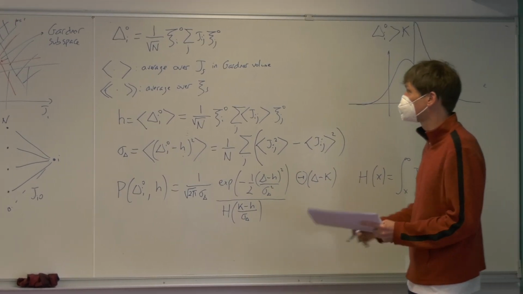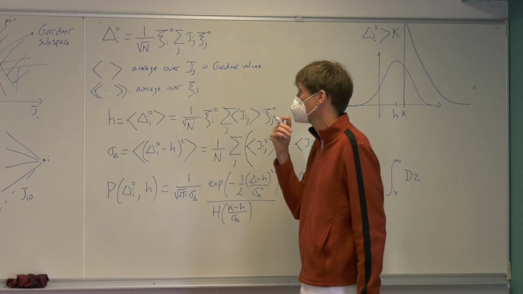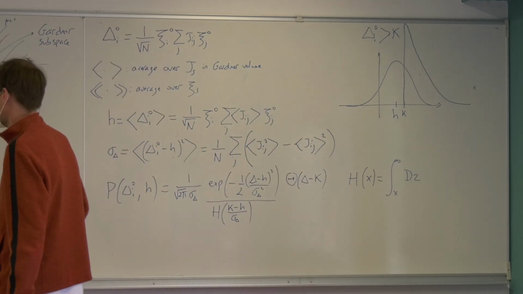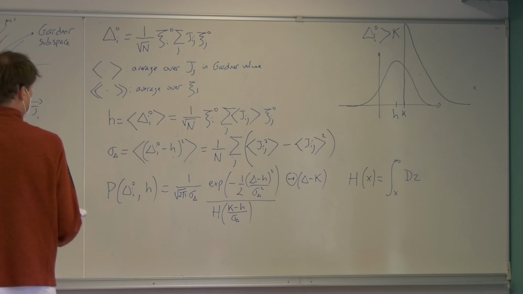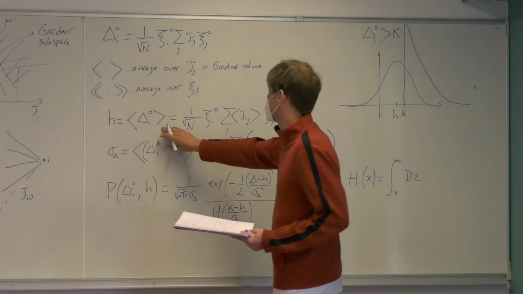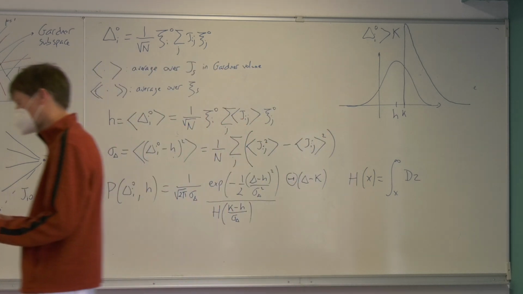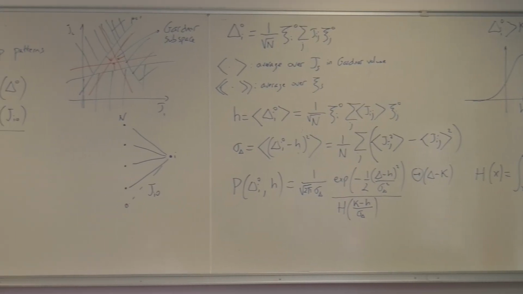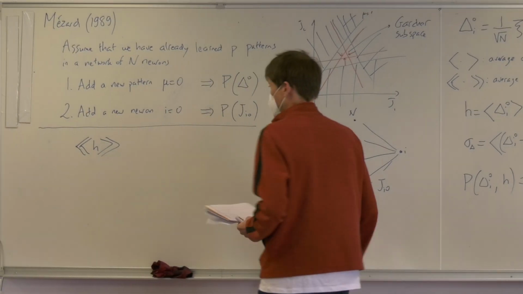All right. So now we've only averaged over the J's in the Gardner volume. So now let's take the second type of average, over the patterns. And so basically we see that here we've kept the pattern size explicitly, so the h depends on the pattern.